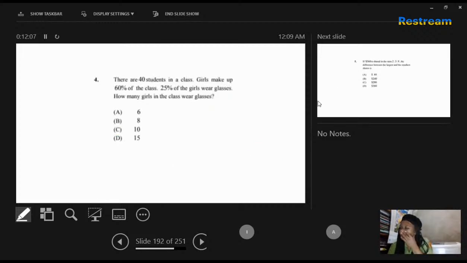Imani? Learners, number 4. There are 40 students in a class. Girls make up 60% of the class. 25% of the girls wear glasses. How many girls in the class wear glasses? This you find 60% of 40. So 60 over 100 times 40.